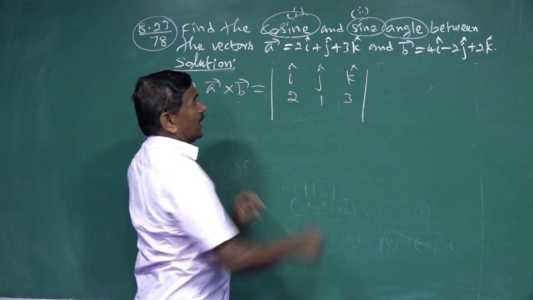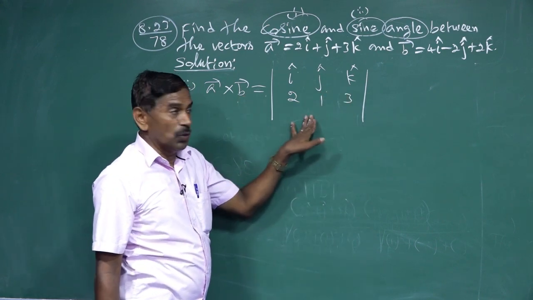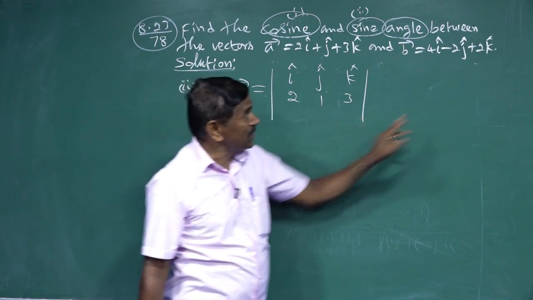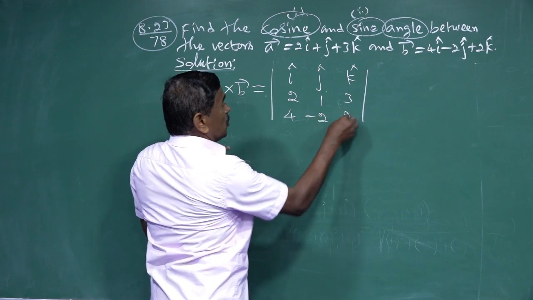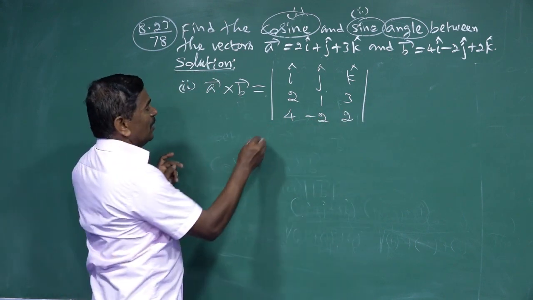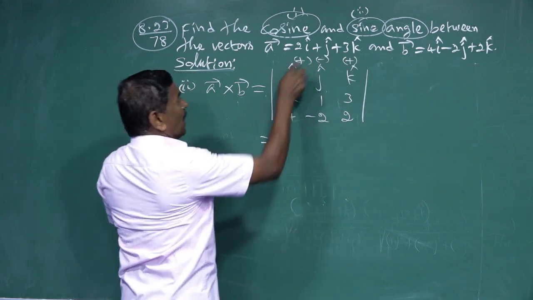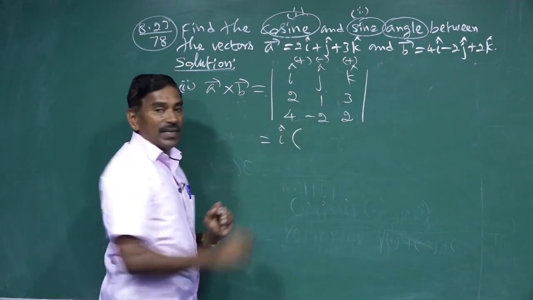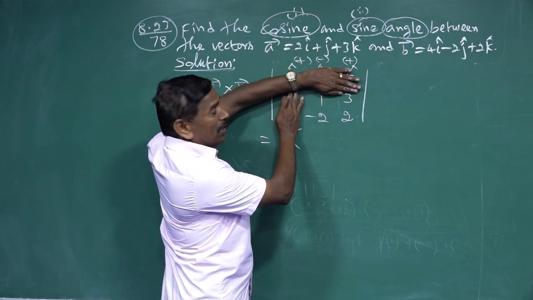2 1 3. Next. Okay, second, B vector. B vector coefficients, third row. What is third row? Yes, 4 minus 2 2. 4 minus 2 2. Now expand it yourself. Very good. So which is equal to plus minus plus. Plus into i cap into. Okay, start yourself. Very good. Forget its respective row and column.